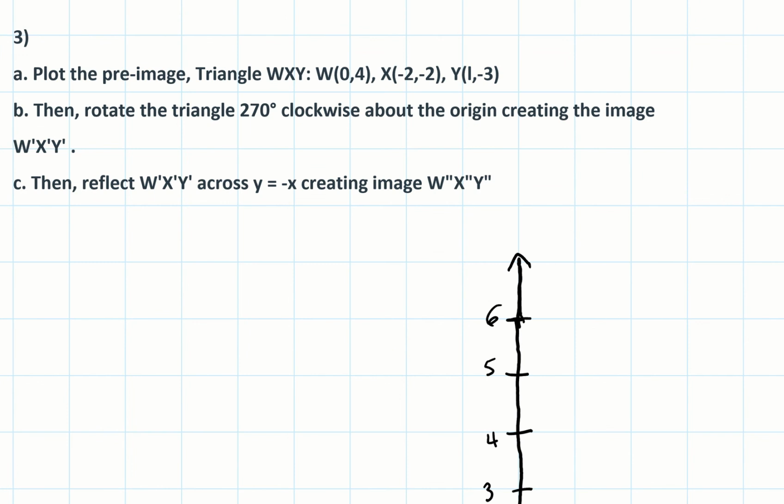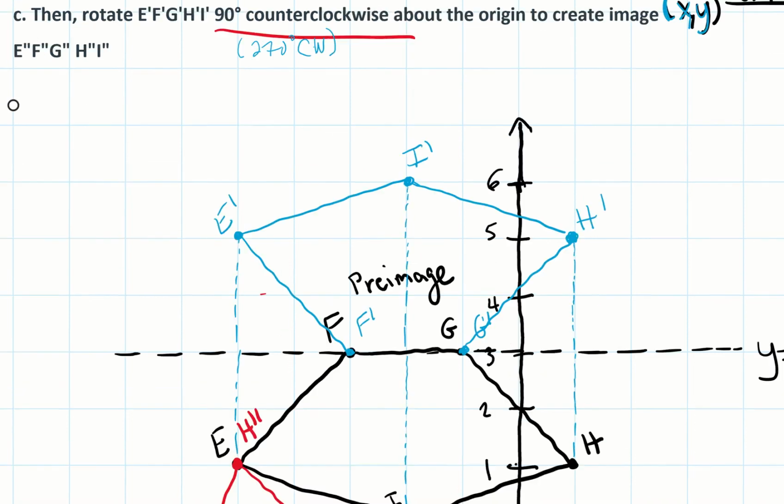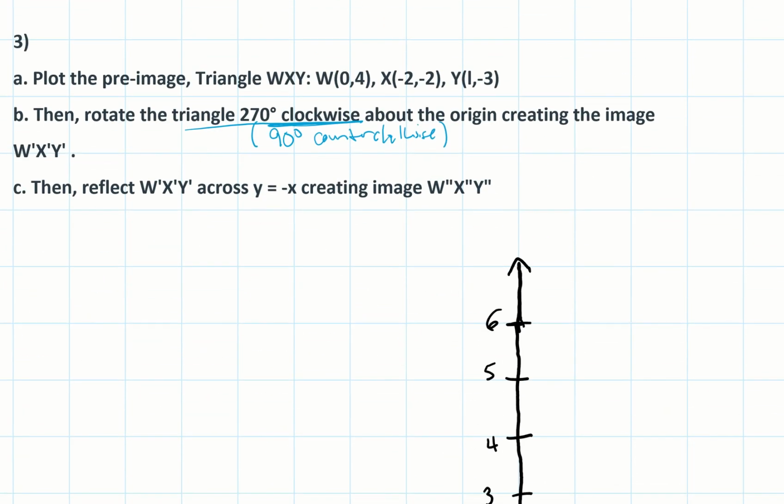First off, we're going to take the pre-image, the triangle WXY, and transform it by rotating the triangle 270 degrees clockwise, which is the same thing as 90 degrees counterclockwise. So in this problem, they said 90 degrees counterclockwise, that's the same thing as 270 degrees clockwise. About the origin, creating the image W prime, X prime, Y prime, then reflect across y equals negative x, creating a new image.